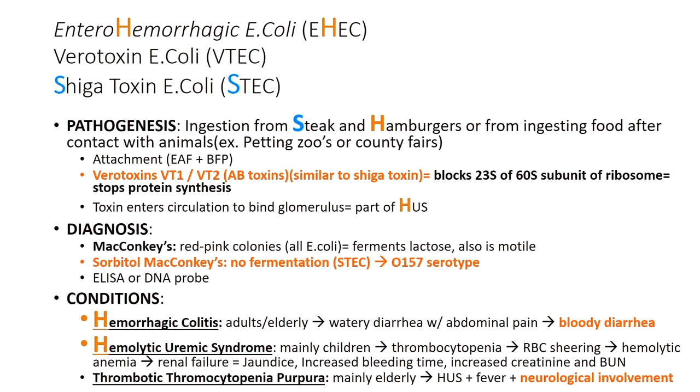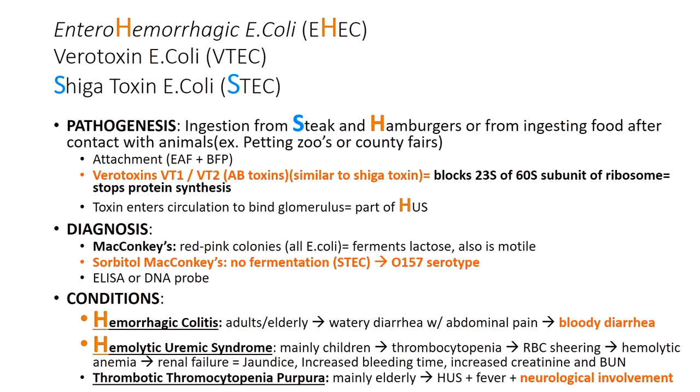As far as pathology and pathophysiology goes, when you get to the classes, you will see EHEC. But shigatoxin E. coli might be an option you might see on your micro exam. So remember that these are all the three names. So what happens? We ingest this guy and we get it from steaks and hamburgers, or from ingesting food after contact with animals. Like, hey, I just pet some donkeys and some horses and stuff at the zoo and decided to not wash my hands and eat a hamburger. Also at country fairs and stuff like that. This is where you get exposure to this.